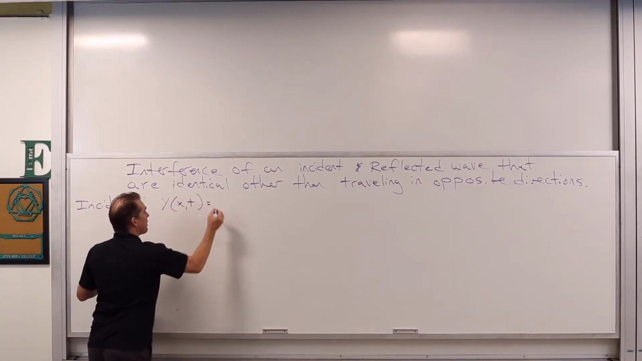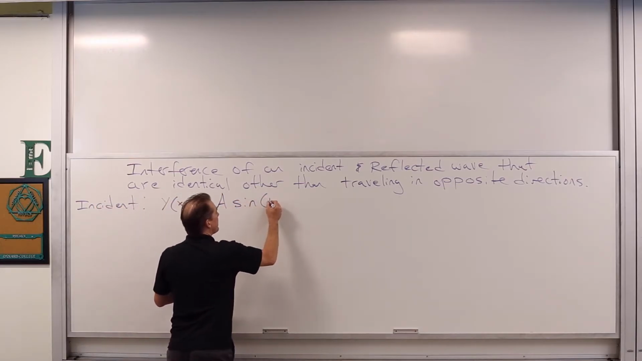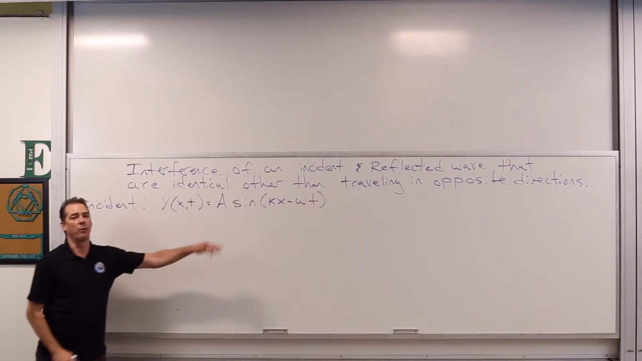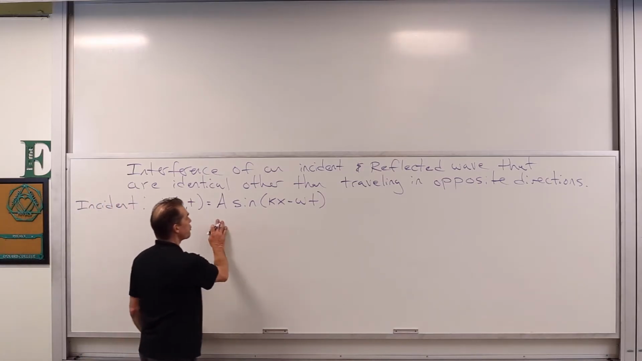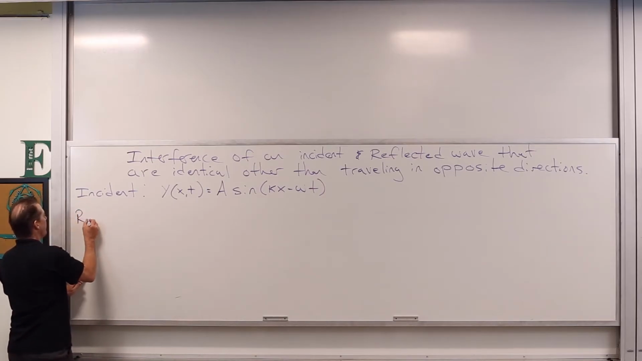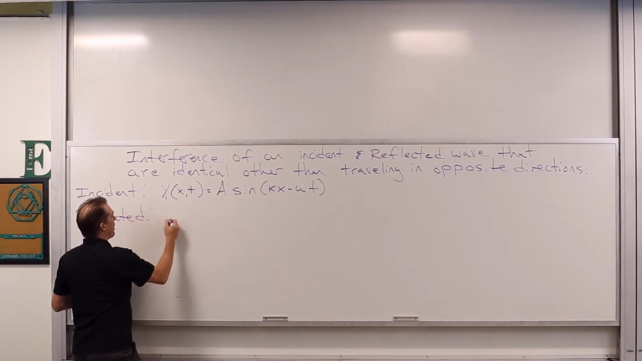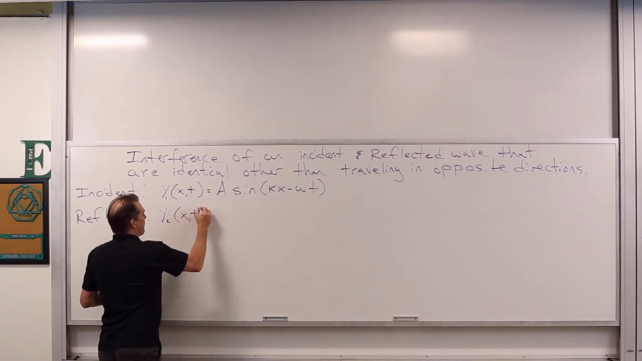So we can have the incident wave. It's a traveling wave. We have its displacement as a function of position and time, which can be written as A times the sine of kx minus omega t. We're not gonna worry about the phase constant here. We're just gonna say that it's equal to zero. So this would be traveling to the right or in the positive direction.